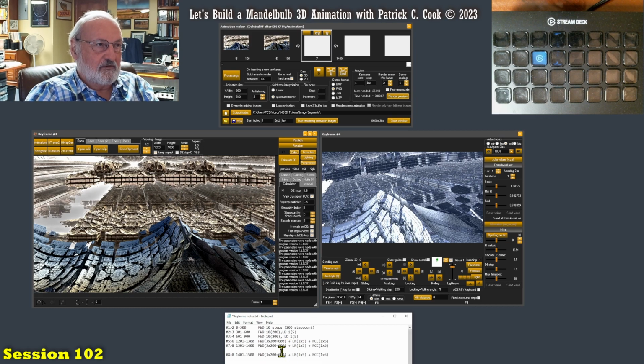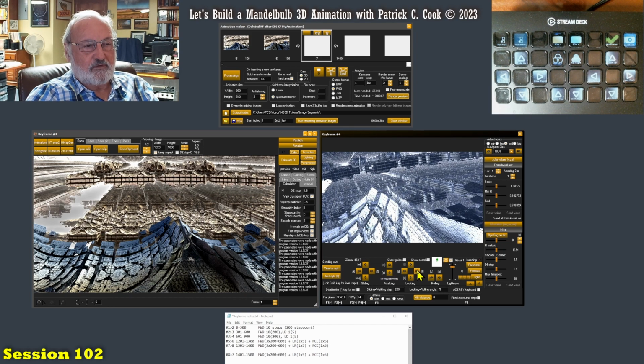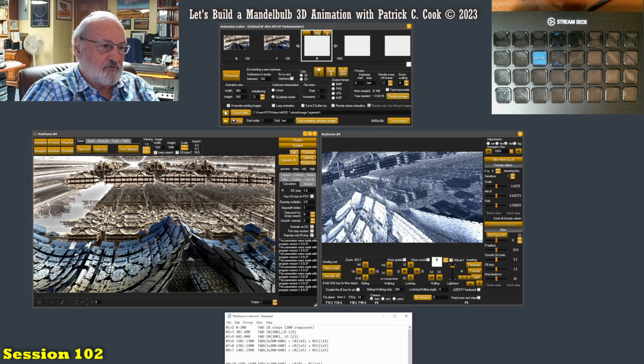Okay. Frame 8 through 7. Okay. Yeah, I mean, what is that? 8 to 9. Frame 7. Okay. Okay, all right. Forward 3, 1, 2, 3. Look, bank. Okay. That was keyframe 8, 8 to 9.